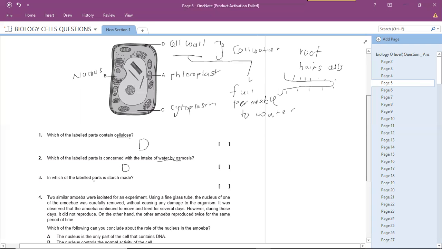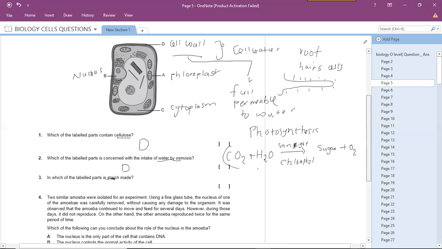In which of the labeled parts is starch made? The process in which starch is made in plant cells is known as photosynthesis. And last time we said that the equation for photosynthesis is carbon dioxide plus water, in the presence of sunlight and chlorophyll, to give you sugar or glucose plus oxygen. So that's the word equation.